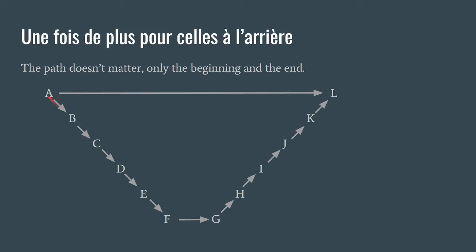So instead, you go from A to B, B to C, C to D, D to E, E to F, F to G, G to H, H to I, I to J, J to K, K to L. Okay? So long as you can get from A to L in some fashion, it doesn't matter. These enthalpies of reaction will add up to this enthalpy of reaction. Okay? That is Hess's law. If you can get from A to L by some path, then all of these enthalpies will add up to this enthalpy.